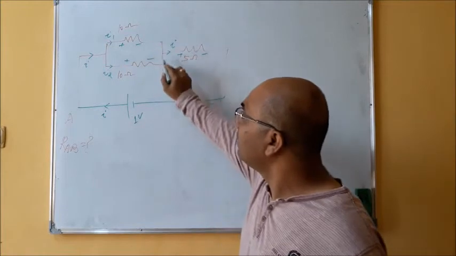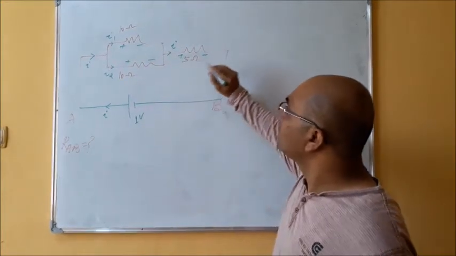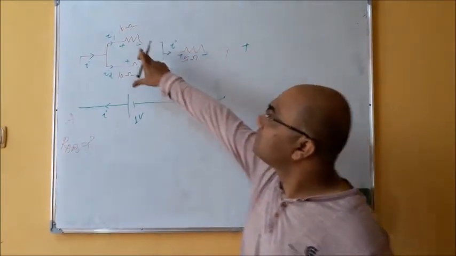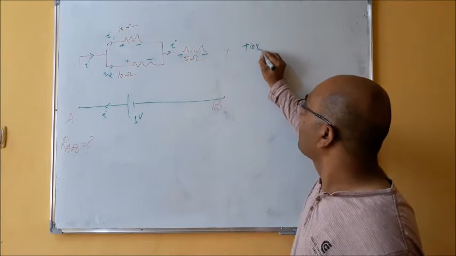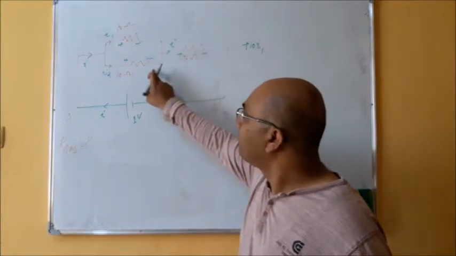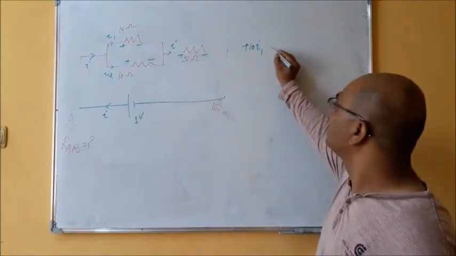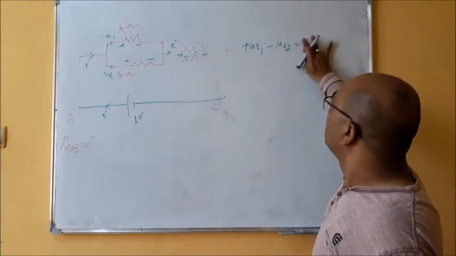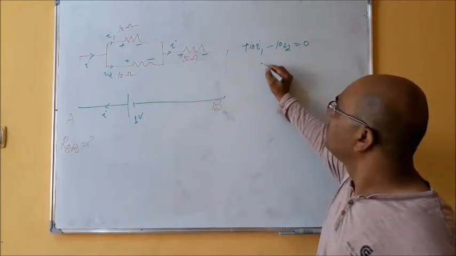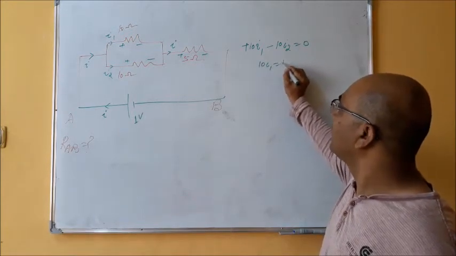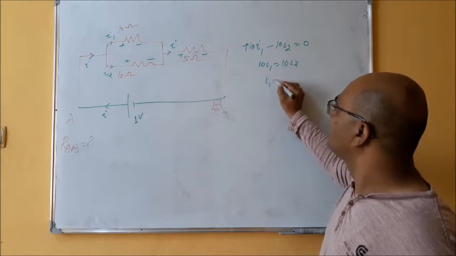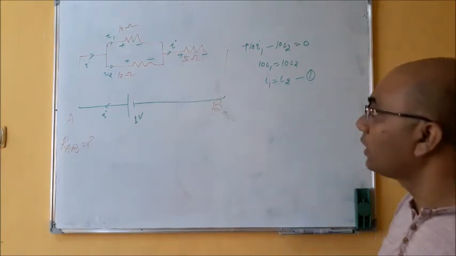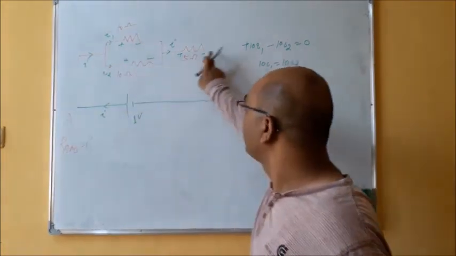If you move in this loop, you write the KVL for this small loop. Plus, because we are moving from plus to minus, the voltage here is 10I1. Minus, because I am moving from minus to plus, 10I2 equals 0. So 10I1 equals 10I2, so I1 equals I2. This is equation number 1.